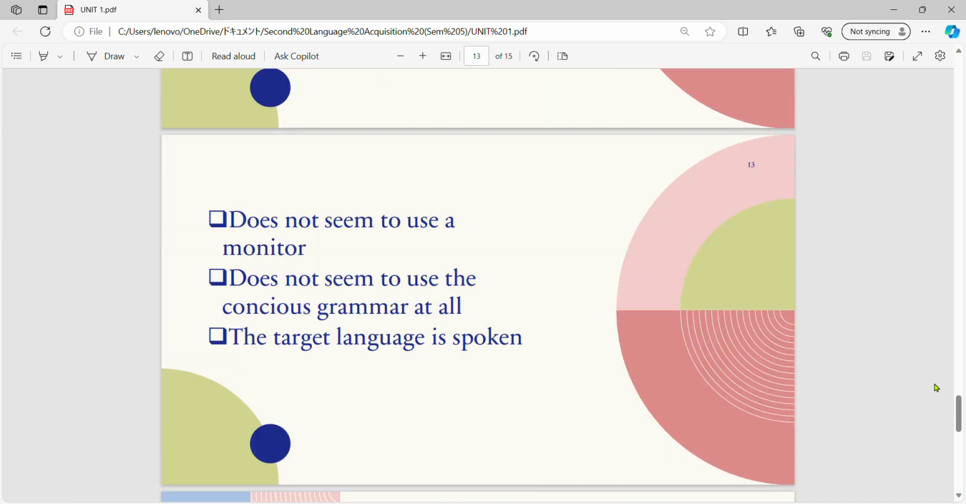What is the character? The character does not seem to use a monitor, does not seem to use the conscious grammar at all. The target language is spoken.